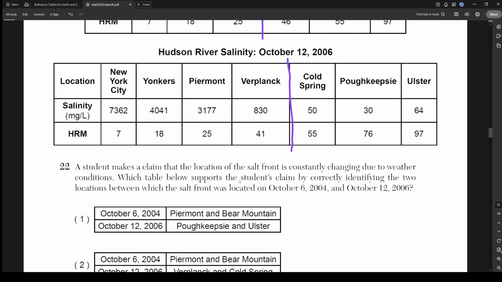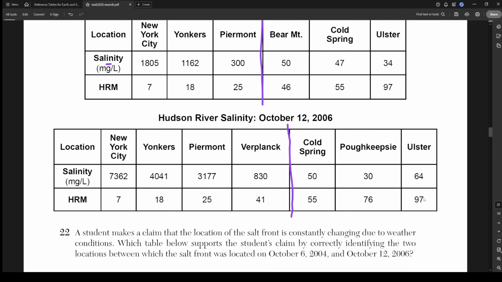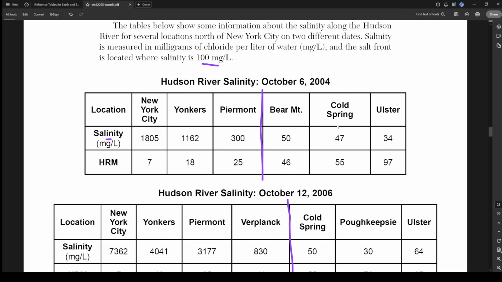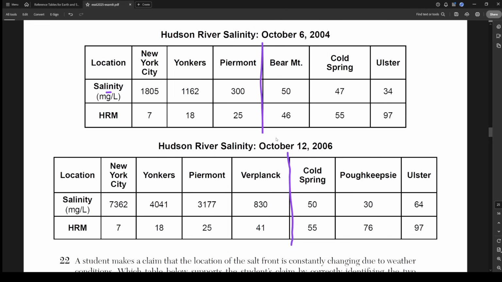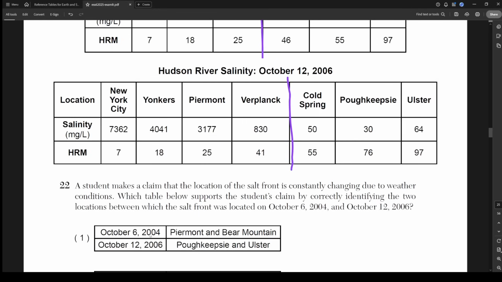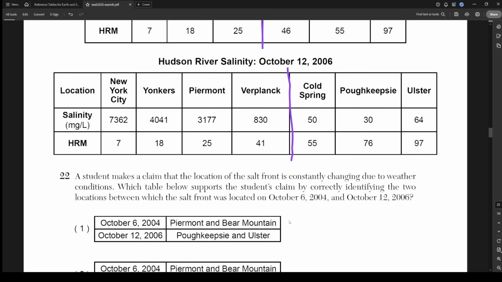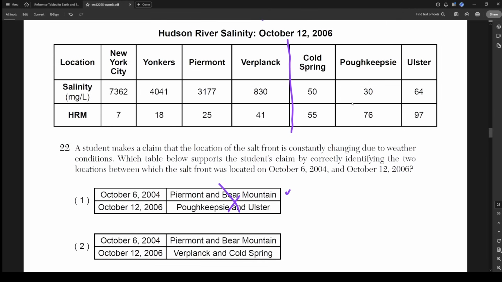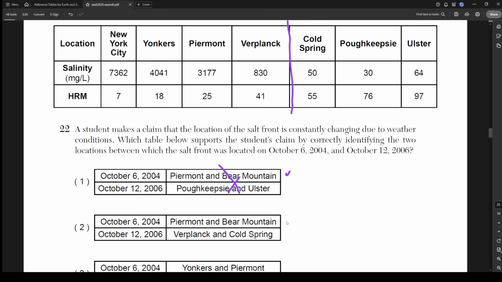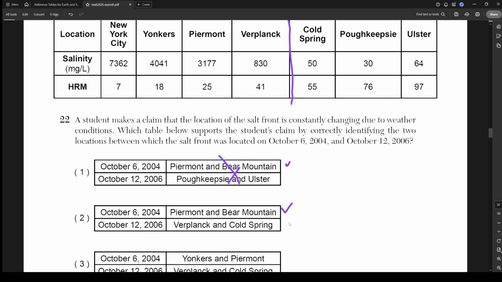A student makes a claim that the location of the salt front is constantly changing due to the weather conditions. Which table supports the student's claim by correctly identifying the 2 locations of the salt front in October? Okay, I literally just guessed that they were going to ask where the salt front was in these 2 diagrams, so I already solved it. On October 6th, it's between Piermont and Bear Mountain. And then on October 12th, it's between Verplank and Cold Spring. So that's wrong. Piermont and Verplank and Cold Spring. This is the right answer.